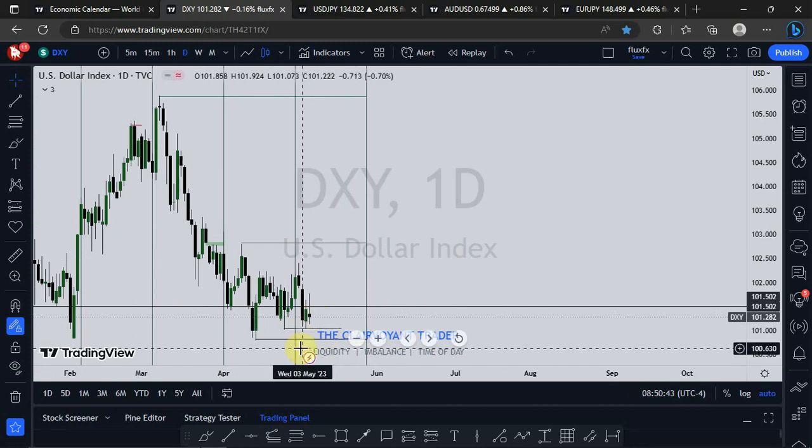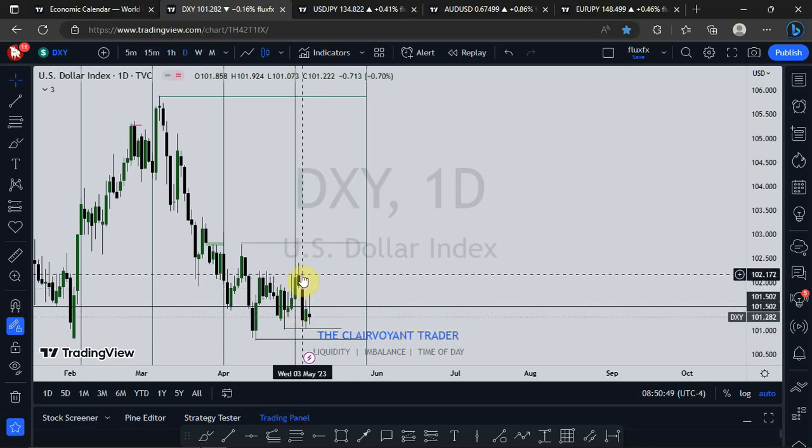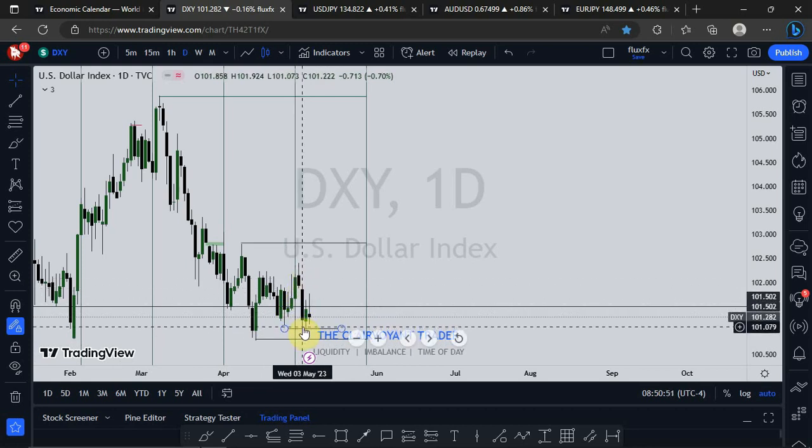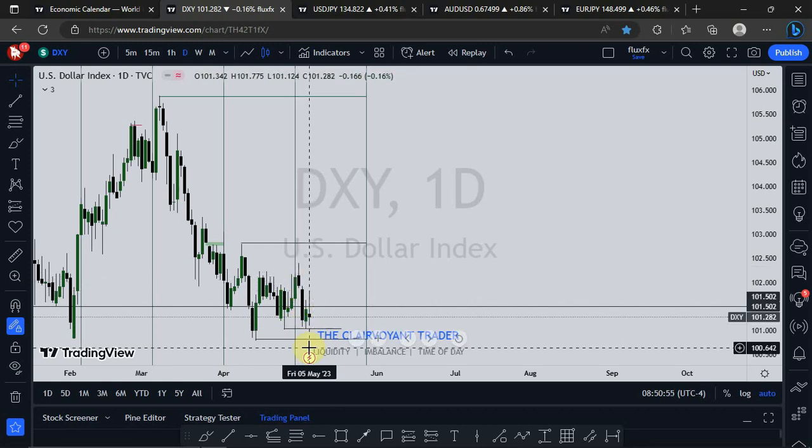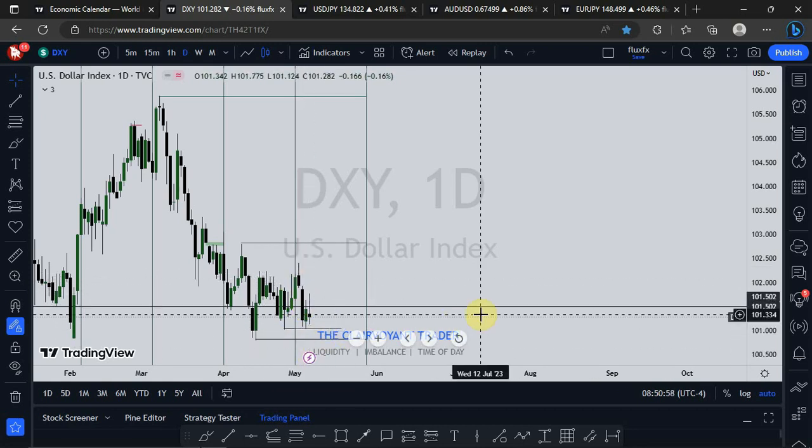Because as it stands now, look at what happened last week. We saw price moving to the upside, then we saw price moving to the downside. And at the moment, looking at last week's range, price is still in a bearish environment.